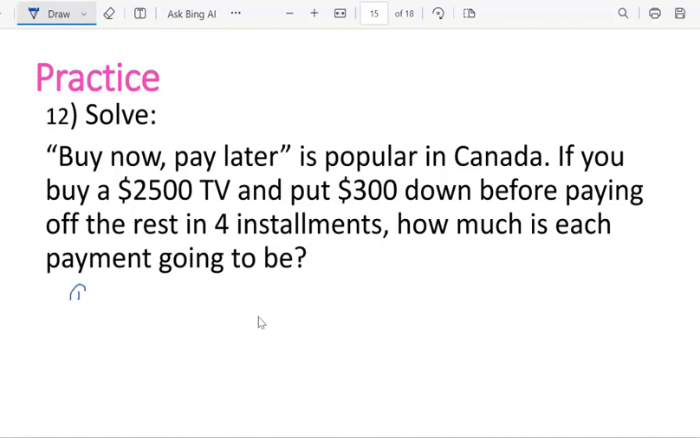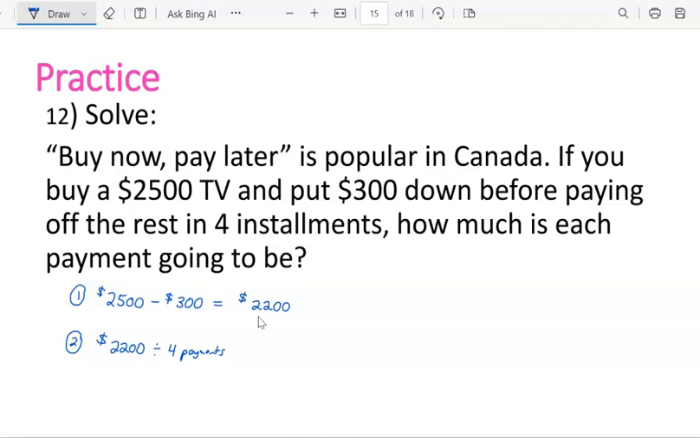So first of all, we have to take the total price, which is $2,500, and subtract away the amount you paid down. So making a down payment means that you've paid a part of it, and so you're going to be making the payments not on the $2,500 but on $2,200. The second step here is to divide our $2,200 up into the 4 payments. So we're going to have $2,200 divided by 4 payments.